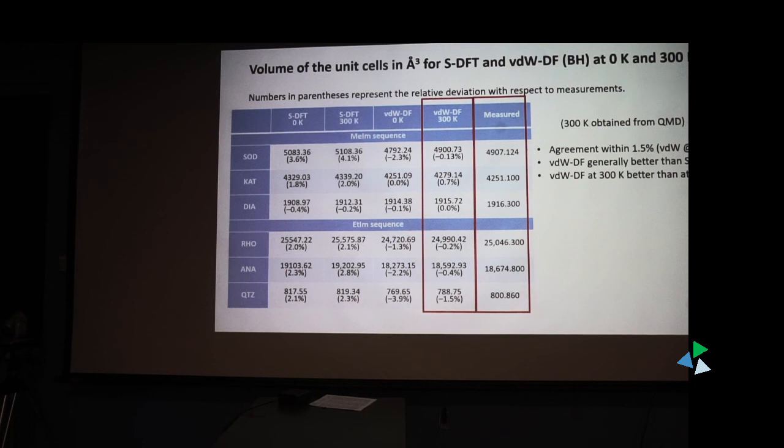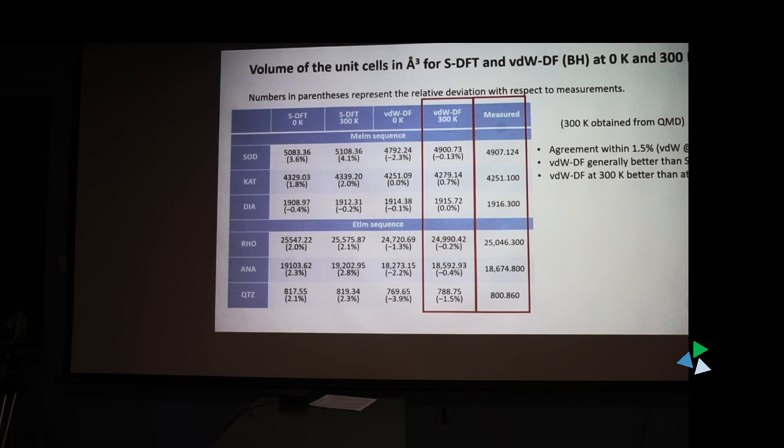If we look more closely at the table, we can see also that the van der Waals calculations are generally better than standard DFT. For example, standard DFT at 300K has a 4.1% deviation. You see, it's always higher. And the van der Waals calculations at 300K are better than at 0K. The reason is that the measurements were likely performed at room temperature. So we are quite confident that our calculations were done correctly. So what can we do to answer our question?